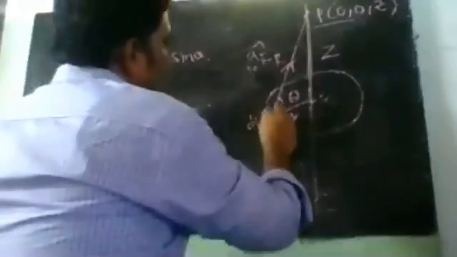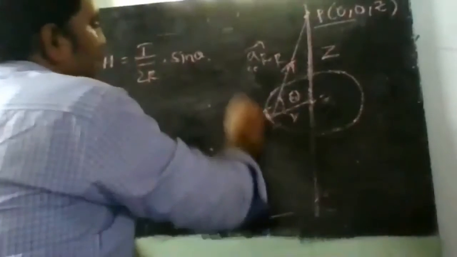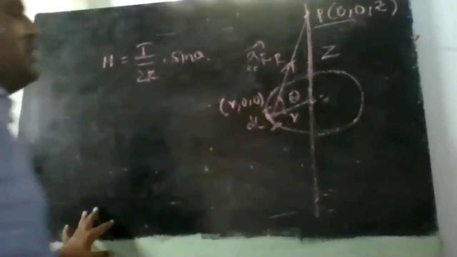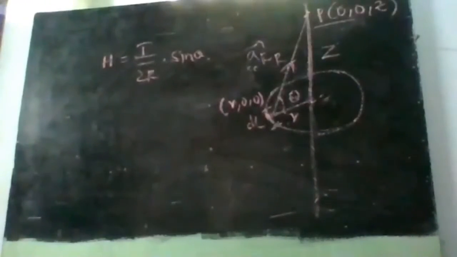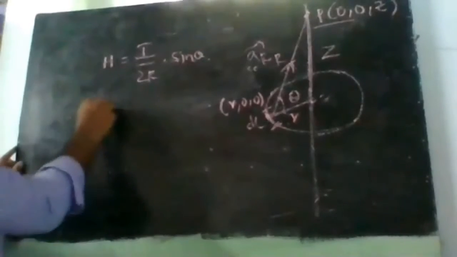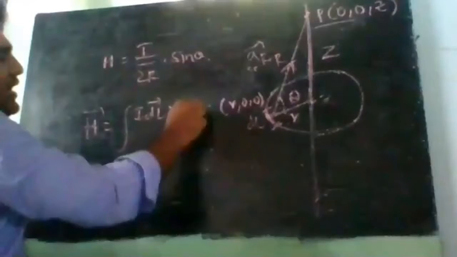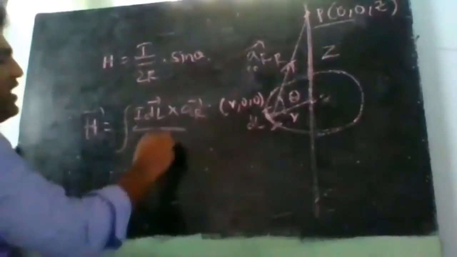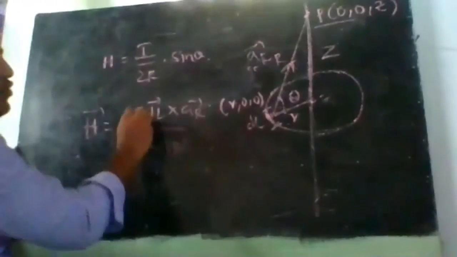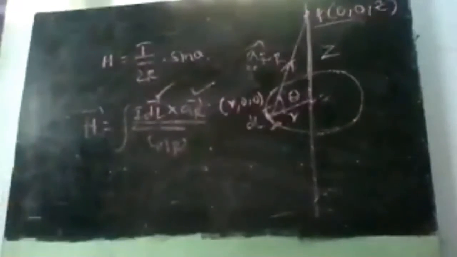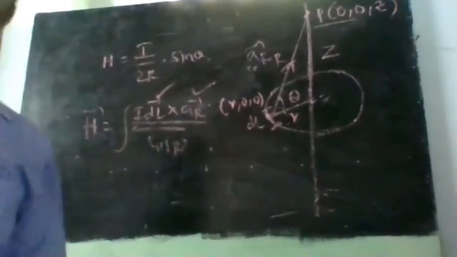So consider a small element dl. Let this element be located at r, 0, 0, the coordinates. And then we can calculate H bar. H bar, we know the formula. H bar is equal to integral I dl bar cross ar bar divided by 4 pi r square. So here you need to know what is dl bar, what is ar bar. We should know, and then we'll get all the things.